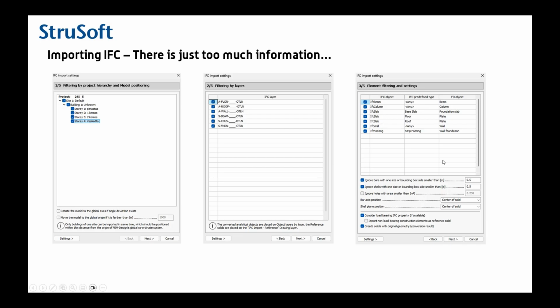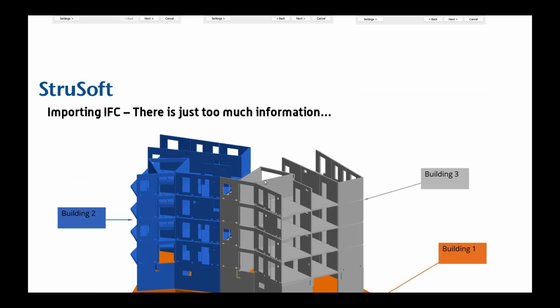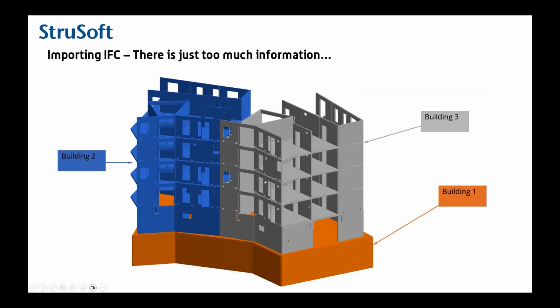And we can also filter by size. I will explain later what that means. And we can also filter by load-bearing property. It's also important to move the model close to origin. But let's first discuss how you can filter by building. If you have many buildings inside of the IFC, you can just select one. And if we desire to have the gray building, then we can just read that part of the IFC file.